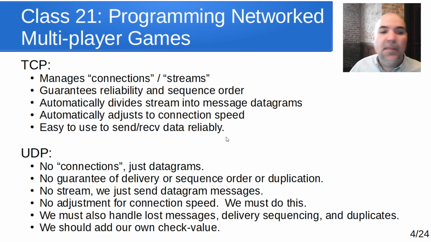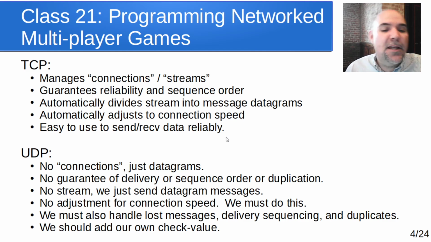So TCP, it manages those connections. It guarantees the delivery of a stream. It guarantees the reliability and the sequence order. In other words, if you send a message A, B, C, D, it's going to guarantee it's going to get delivered, and you're going to get it as A, B, C, D. It also will automatically divide a longer stream into smaller message datagrams to be sent in IP packets. So you might send a really large stream of data. You don't have to worry about how it gets divided up, how it gets put back together. TCP does all that for you.